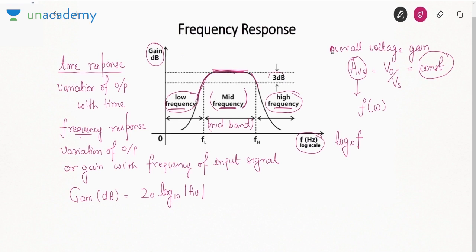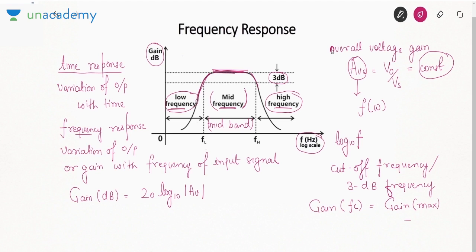Now when the gain decreases by 3 dB, we call that frequency the cutoff frequency. So the term cutoff frequency is also referred to as 3 dB frequency. That is the frequency at which gain at cutoff frequency is equal to gain maximum minus 3 dB. So when the gain reduces by 3 dB, we call that frequency the cutoff frequency.